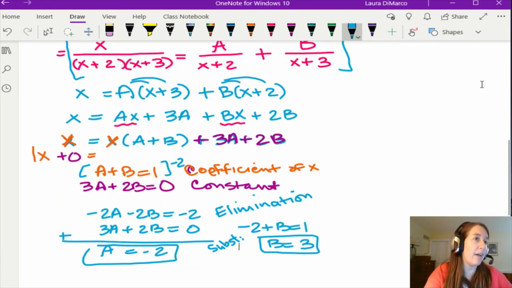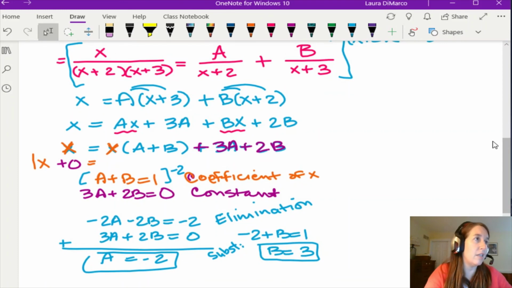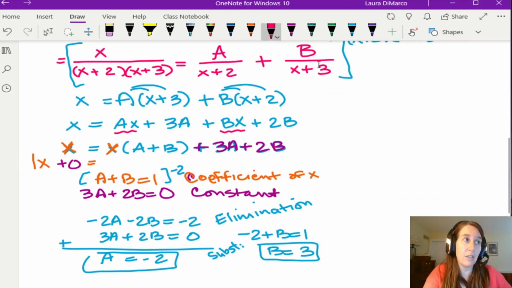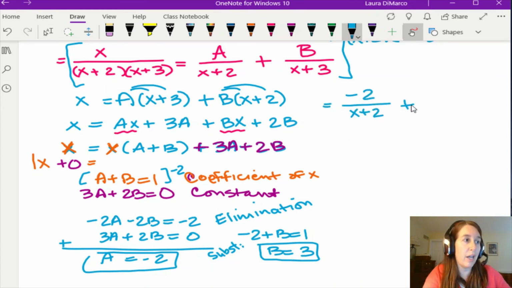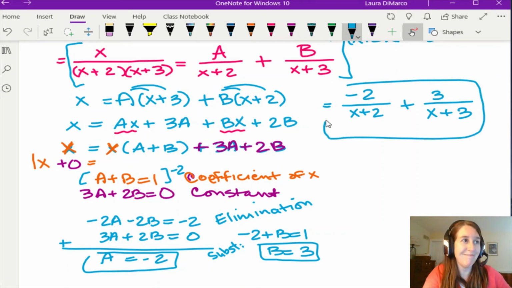So if we go back up just a teensy bit, we can see that our answer, how we break this fraction apart, is now clear. So it's equal to -2 over x plus 2, plus b is 3 over x plus 3. Very fancy. Okay, so this fraction is equal to this sum of fractions.